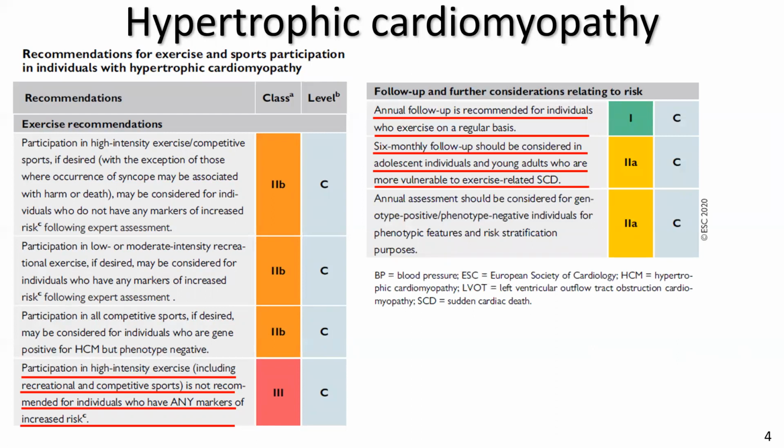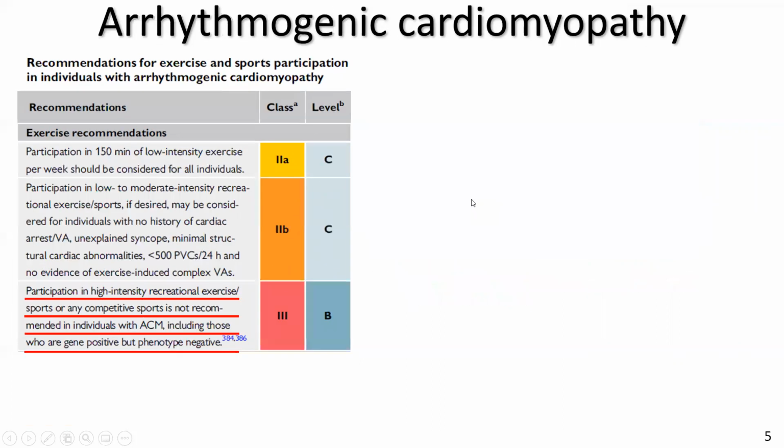Now, follow-ups. Annual follow-up is recommended for individuals who exercise on a regular basis, and even 6-monthly follow-up should be considered in adolescent individuals and young adults who are more vulnerable to exercise-related sudden cardiac death. We now come to arrhythmogenic cardiomyopathy.